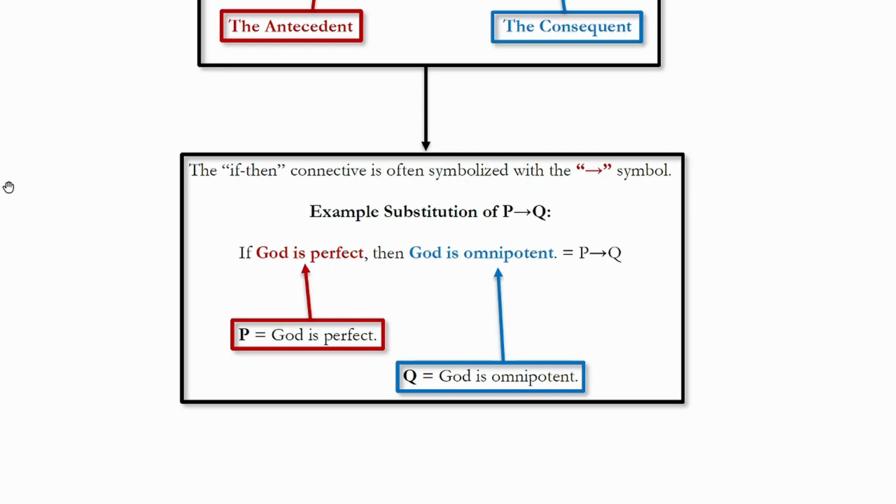There are many, many different examples of conditional statements. So you could say, if it is raining, then the street will be wet. If I'm hungry, then I will go to the store. If a figure is a triangle, then it must have 3 sides. All of these would be conditional or if-then statements.